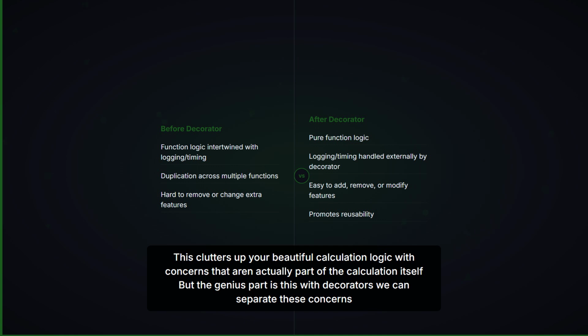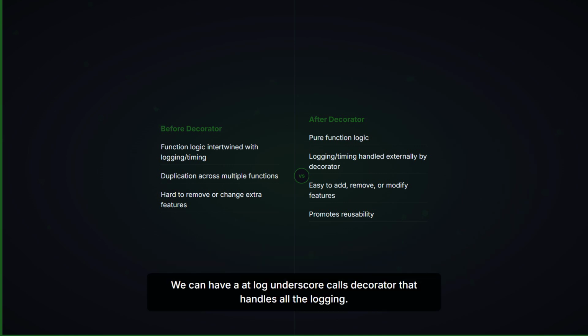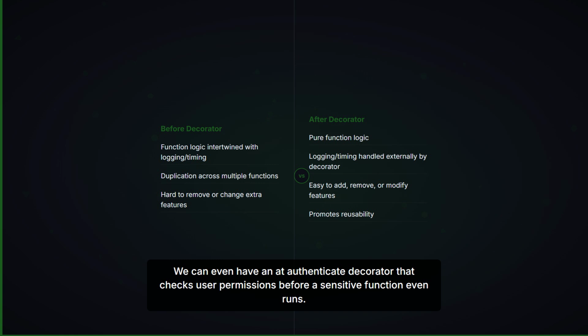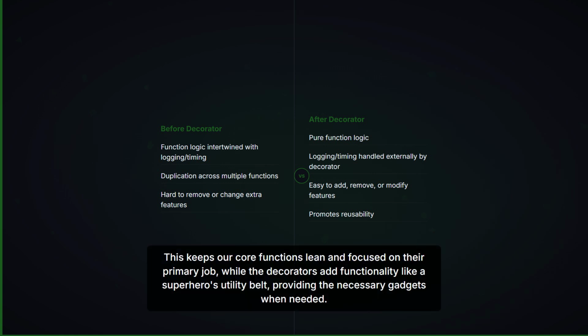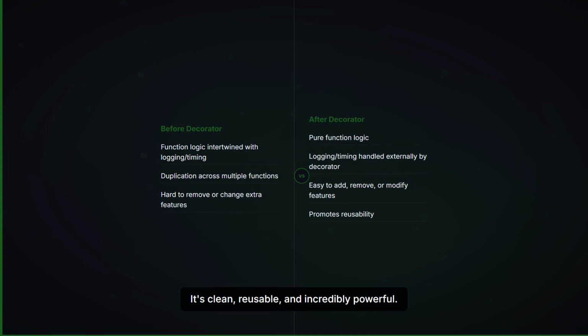But the genius part is this: with decorators, we can separate these concerns. We can have an @log_calls decorator that handles all the logging. We can have an @timer decorator that measures execution time. We can even have an @authenticate decorator that checks user permissions before a sensitive function even runs. This keeps our core functions lean and focused on their primary job, while the decorators add functionality like a superhero's utility belt, providing the necessary gadgets when needed. It's clean, reusable, and incredibly powerful.